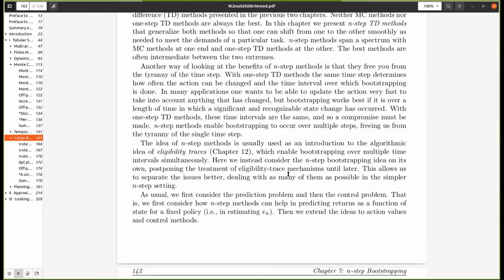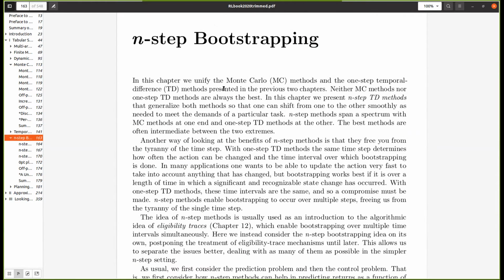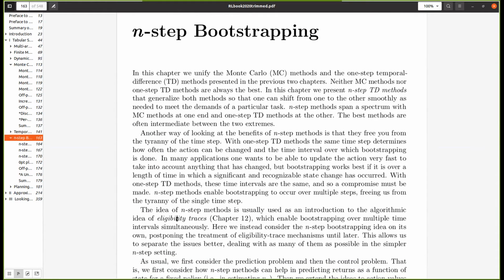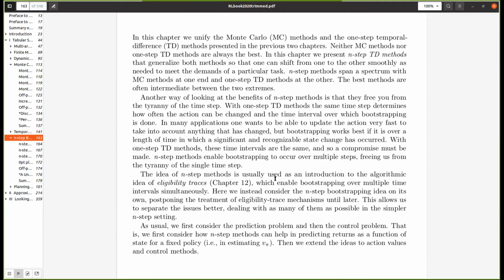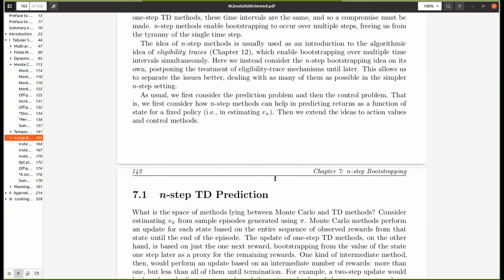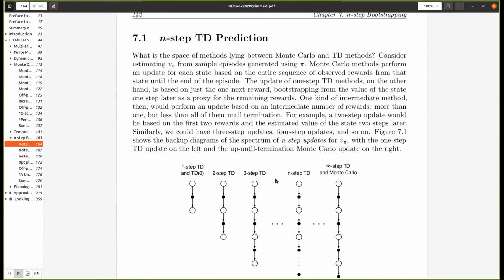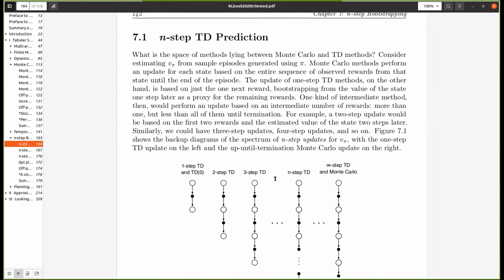Actually, these n-step bootstrapping methods are usually implemented using eligibility traces, not like we will be doing in this chapter, but here we can familiarize ourselves with some of the theory behind it. And with that, let's move to the n-step temporal difference prediction.